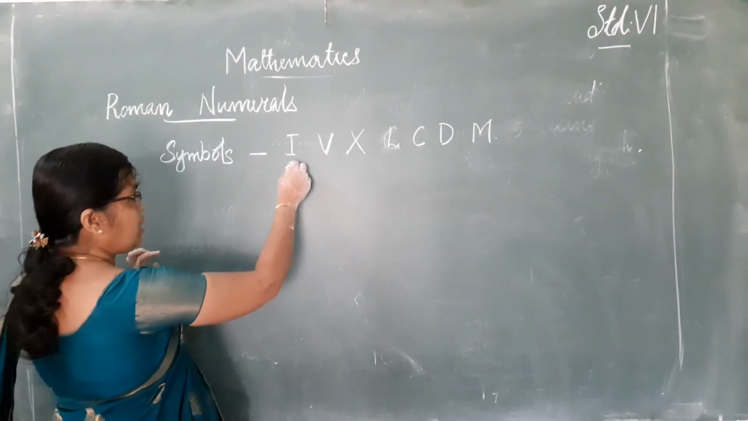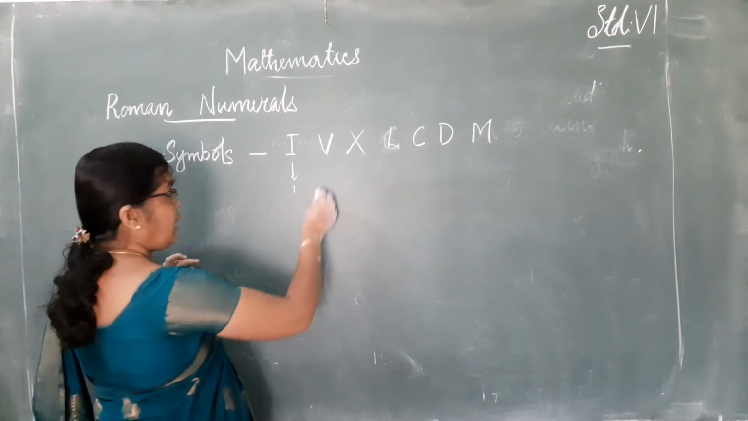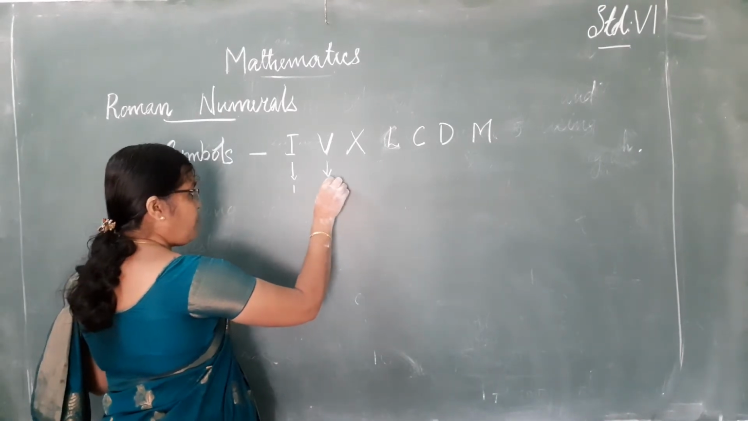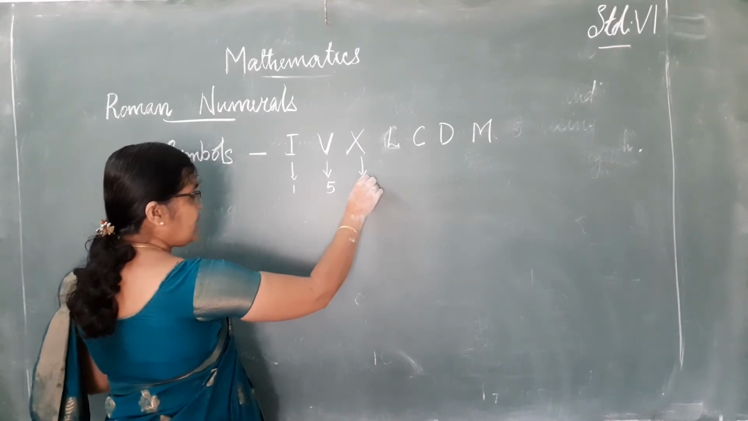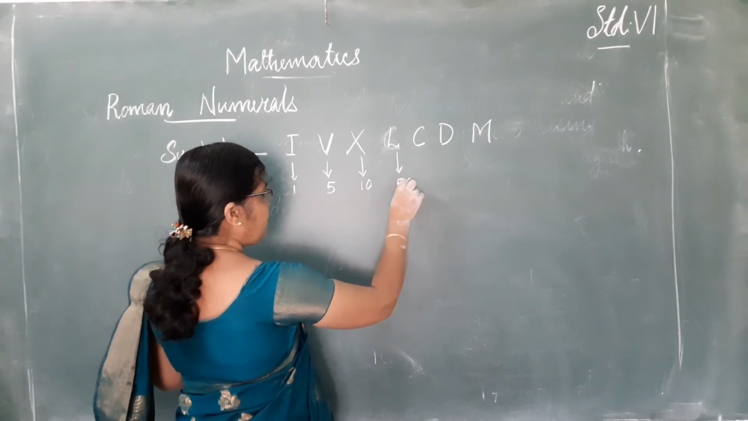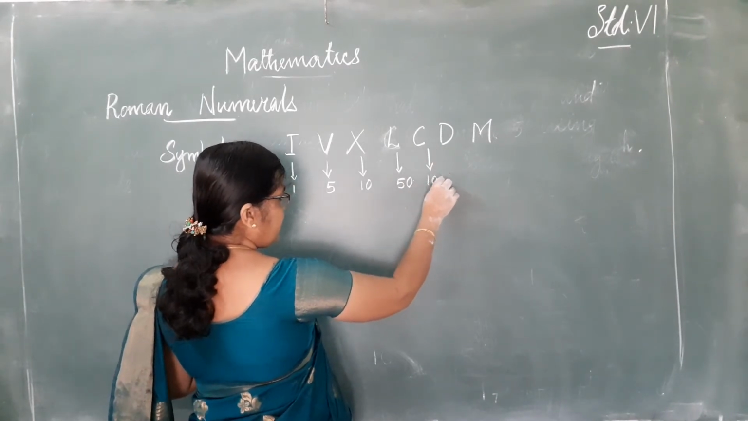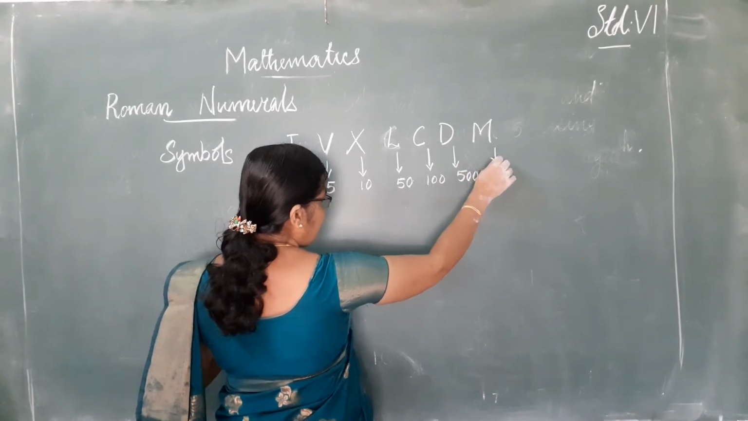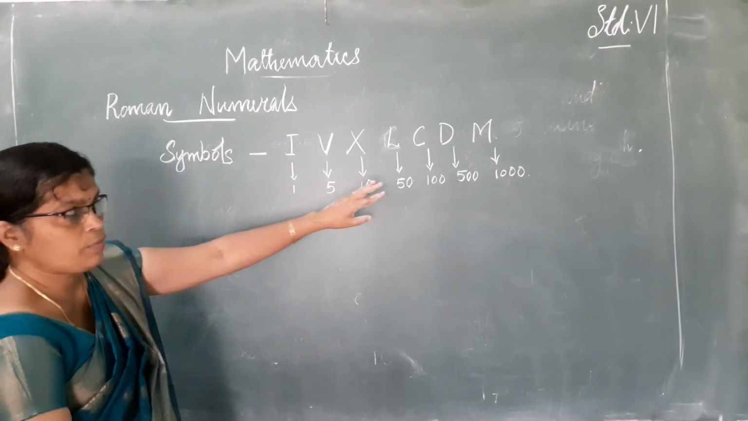The value of I in the Indian system is number 1. The value of V is 5. The value of X is 10. The value of L is 50. Then C is 100, D is 500, and M is 1000. Instead of 1000, we can write this M.